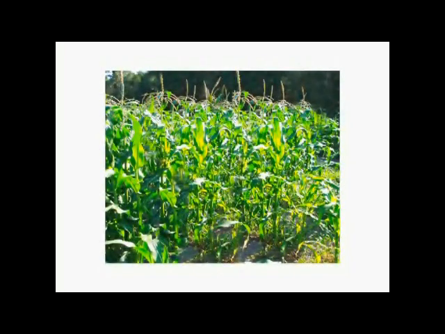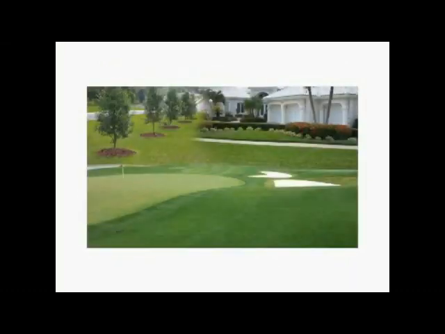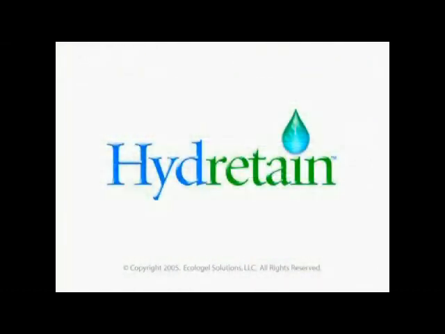Hydretane is suitable for turfgrass, shrubs, trees, flowers, and even food-producing plants. Reduce watering frequency, eliminate dry spots, and defend against drought-related stresses and disease. Hydretane, the foundation of your proper moisture management strategy.